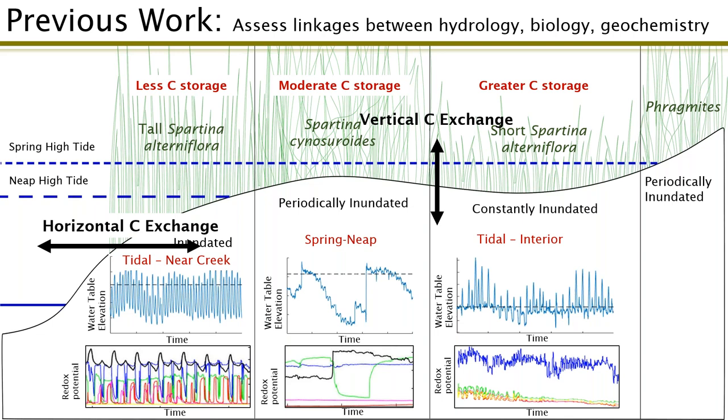So there's not a lot of carbon oxidation, resulting in this greater carbon storage potential. And so based on these linkages between the hydrology and the redox potential and carbon dynamics, really the physics and the chemistry, we can use a hydrological model to get an idea of how these carbon dynamics will change given changes in the hydrology or due to sea level rise.